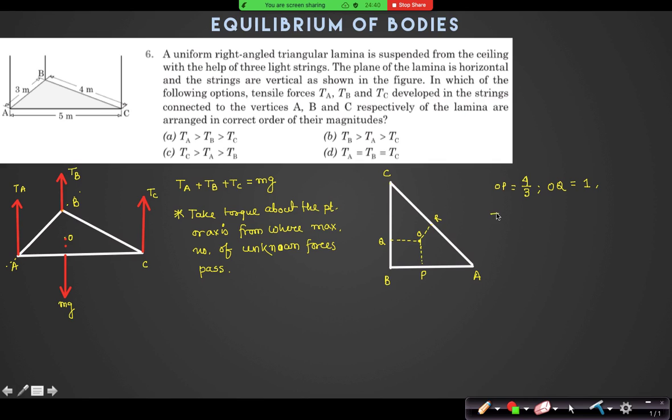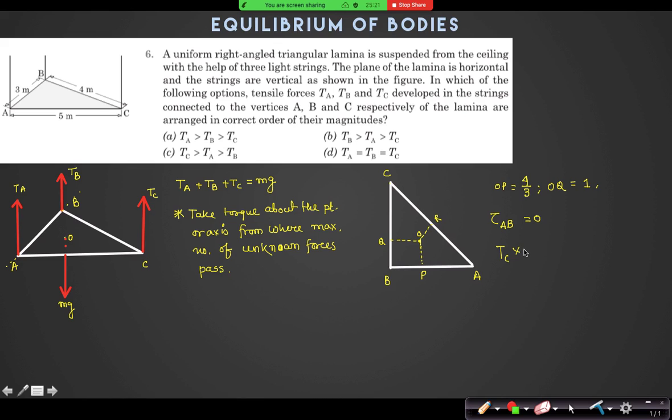So, if I take torque about AB, what is 4 by 5? What is torque about the line AB? Who is providing the torque? Torque caused due to TC and mg. So what is torque of TC? Torque of TC is TC multiplied by what? The perpendicular distance. What is that? CQ.